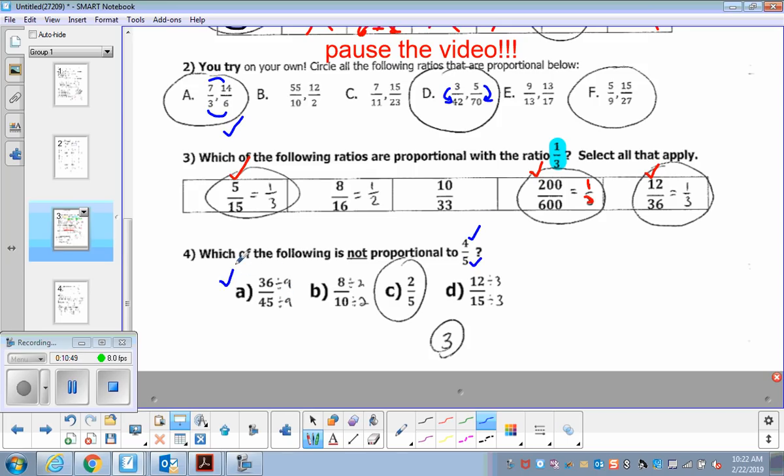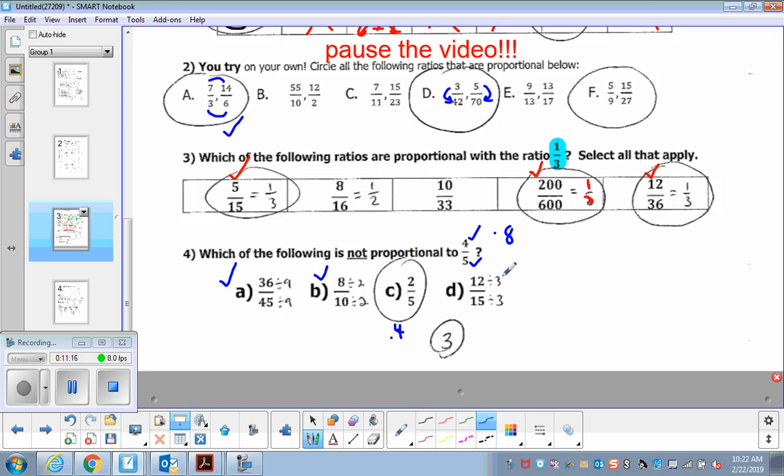So A is proportional. When you reduce B, 8 divided by 2 is 4. 10 divided by 2 is 5. So B is proportional. C is already reduced, and we can easily see that 2/5 is not equal to 4/5. C is 0.4, and 4/5 over here would be 0.8. They are not equal to each other. So C is not proportional to 4/5.